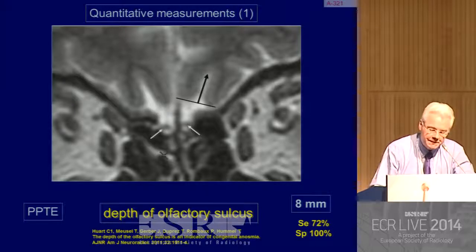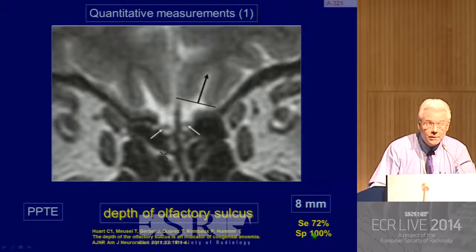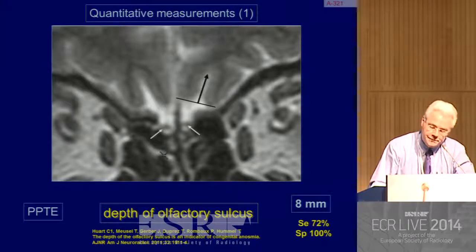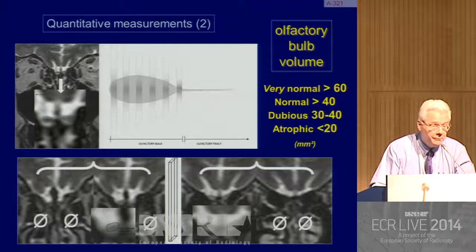But it's imprecise. And if you measure in this manner the depth of the olfactory sulcus, and if you measure 8 millimeters, you can exclude a congenital anosmia with a sensitivity of 72 and a specificity of 100. Just measure the sulcus. If the patient is suspected of having congenital anosmia, you have a precious indicator by measuring the sulcus. Another important aspect is the measurement of the volume of the bulbs.